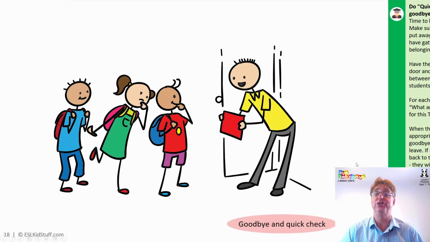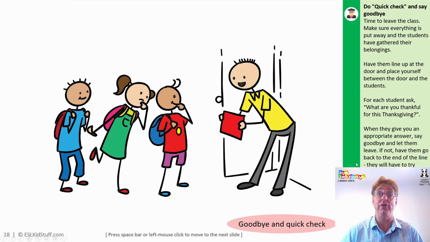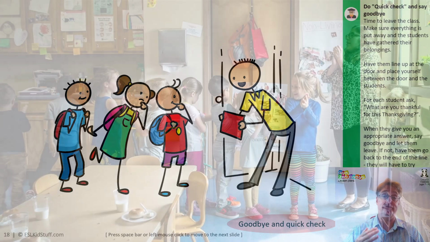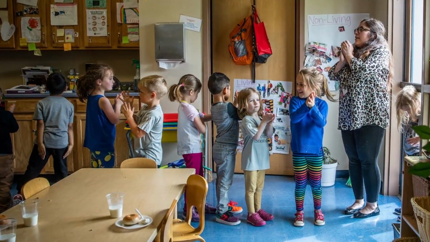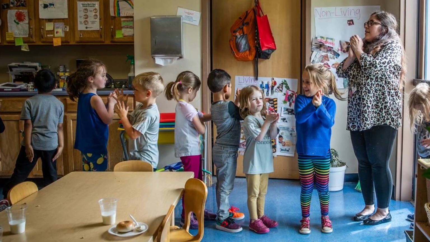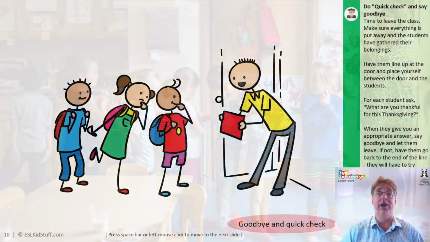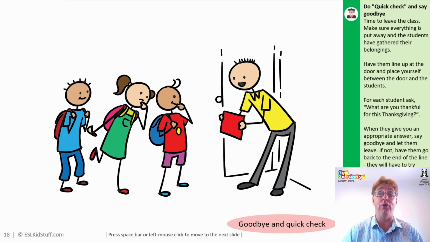Okay, and that brings us to the end of the lesson. Just to finish off, get students to line up in front of the door and put yourself between the first student and the door. And then you can ask each student in turn, what are you thankful for this Thanksgiving? And get the student to answer, I'm thankful for, and give you an idea. And if they give you a good answer, then they can go say goodbye, see you, then ask the next student.